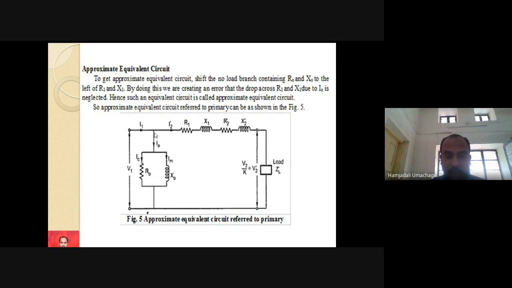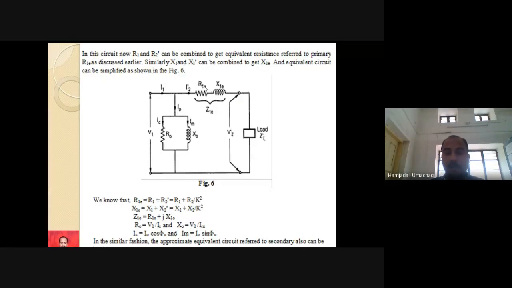E1 is equal to E2 dash. It will be present over here, but here we are not showing it. It will be across the magnetizing branch. Just shift the entire magnetizing branch to the source side. Then the remaining resistance and reactance values will become series. That series combination will be R1 plus R2 dash, that is R1E, and X1 plus X2 dash is X1E. The combination of R and X is Z1E.